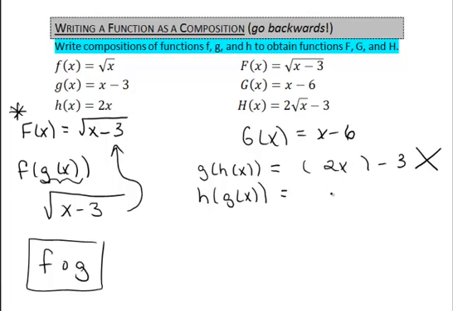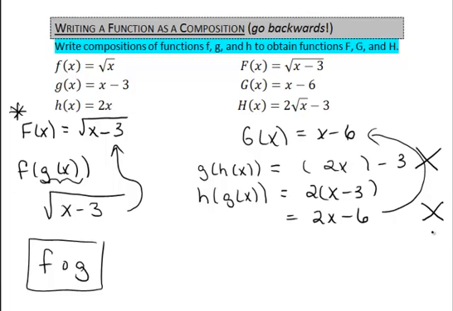You take h, write it down, so we'd have 2 times something, and g is going to be x minus 3. That's 2x minus 6. Well, that's closer to what we want, but it's still not right. So what in the world could we compose to get x minus 6? Can you think of anything?